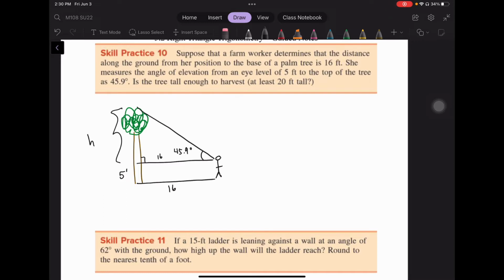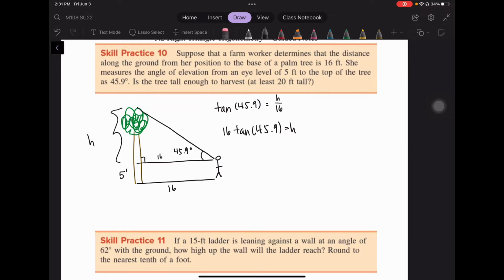That's 16. So what I have here is an angle, an adjacent, and I need an opposite. An opposite and adjacent is related by tangent. This means that the tangent of 45.9 is equal to the opposite, h, over the adjacent, 16. Multiplying both sides by 16, I get 16 tangent 45.9 equals the height that I'm missing. Make sure your calculator's in degrees.